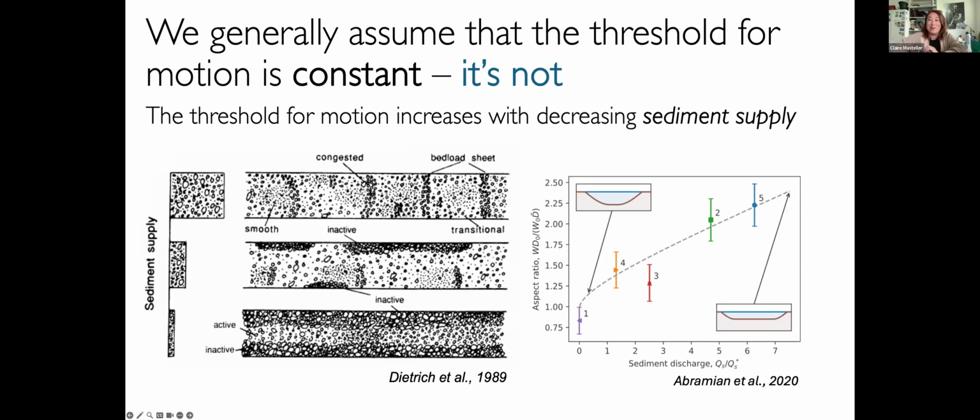Threshold for motion can also increase with decreasing sediment supply. So as we decrease our sediment supply here, our bed becomes more armored, our grains become more interlocked, and thus become more challenging to move. Recent research has also demonstrated that these differences in sediment supply can lead to measurable differences in channel aspect ratio, such that as we increase our sediment supply, a river cross-section will become shallower and wider. That widening is suggestive of a decrease in the threshold for motion with increasing sediment supply.